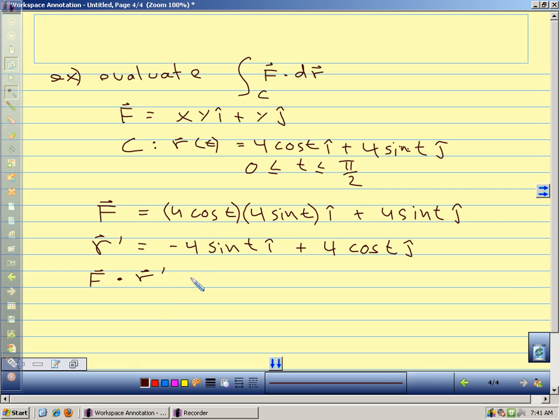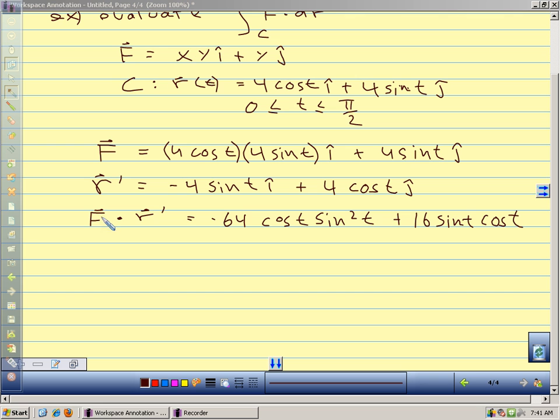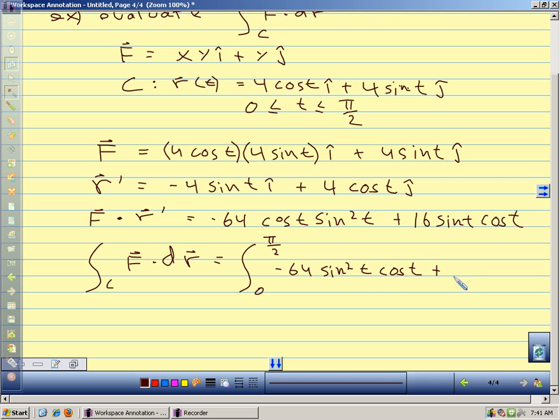F dot R prime is minus 64 cosine t sine squared t plus 16 sine t cosine t. And we're going to integrate F dot R prime dt from 0 to pi over 2. So our integral over our curve of F dot dr is the integral from 0 to pi over 2 of minus 64 sine squared t cosine t plus 16 sine t cosine t dt.